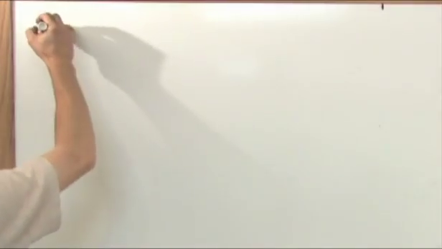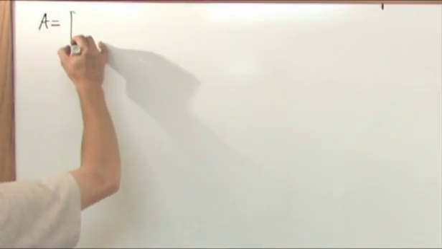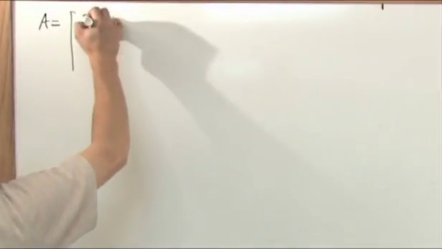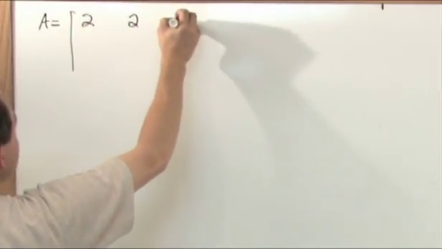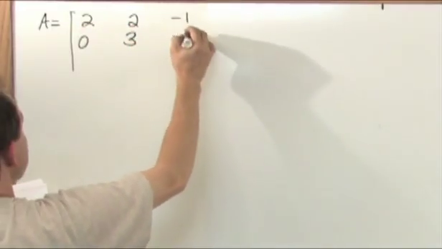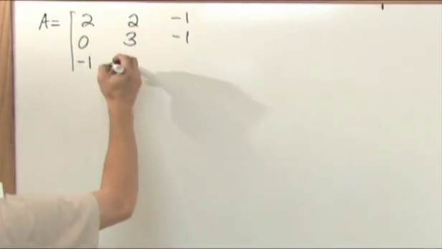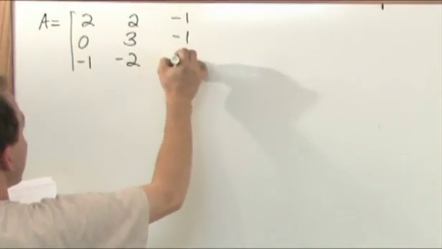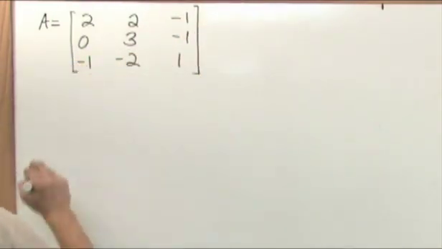Okay, so the question is, here's the problem on your test, and it says, here's a matrix, find the inverse. 2, 2, -1, 0, 3, -1, -1, -2, 1. Okay? And that is the matrix, and you're asked to find the inverse.